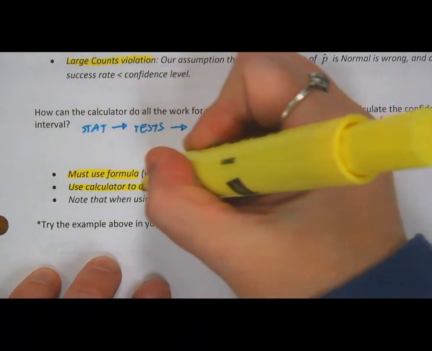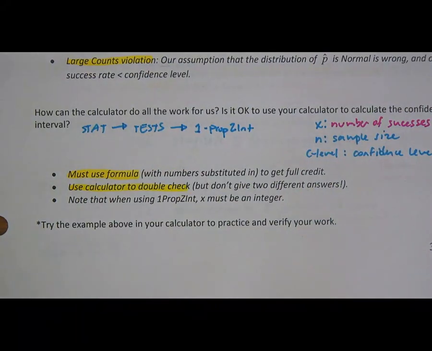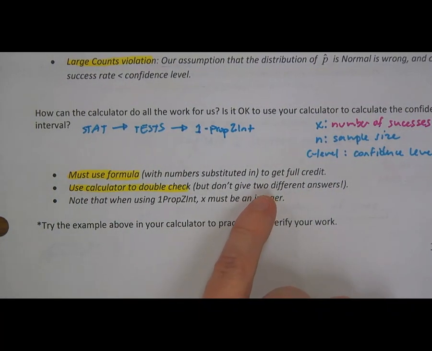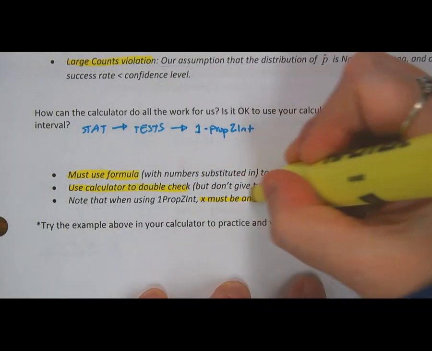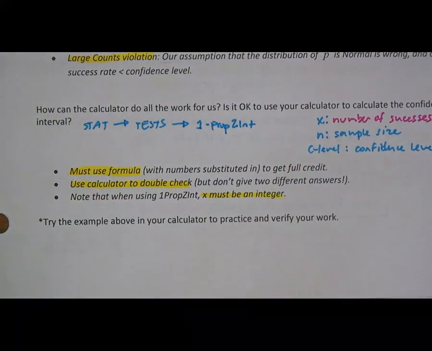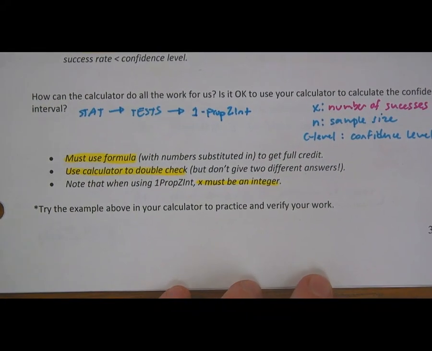It might be kind of a good thing for those of you that like to be very thorough, to double check. Just be sure you don't give both answers if the one in the calculator is slightly different because of rounding. Give one or the other. They're not going to count off for little rounding errors. And then, again, just make sure that whatever you type in for x is an integer. It can't be a decimal value. Try the example above in your calculator to practice and verify your work.